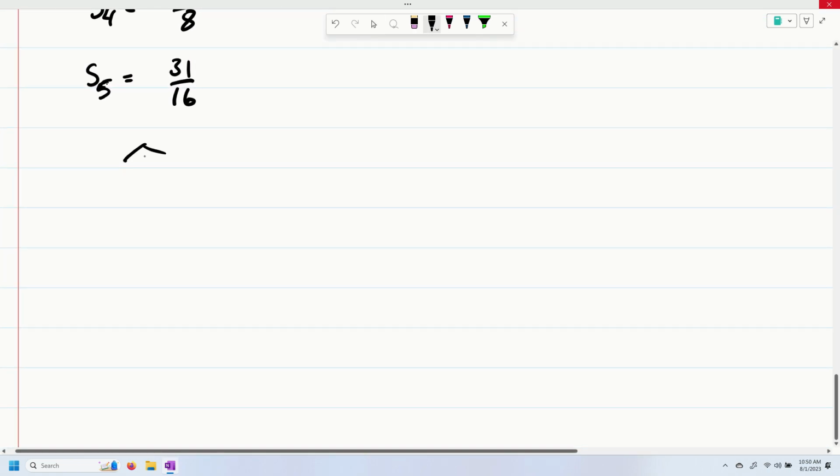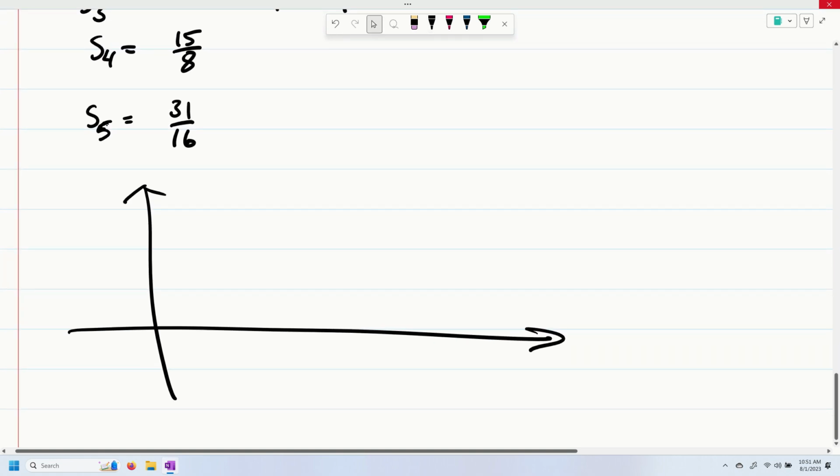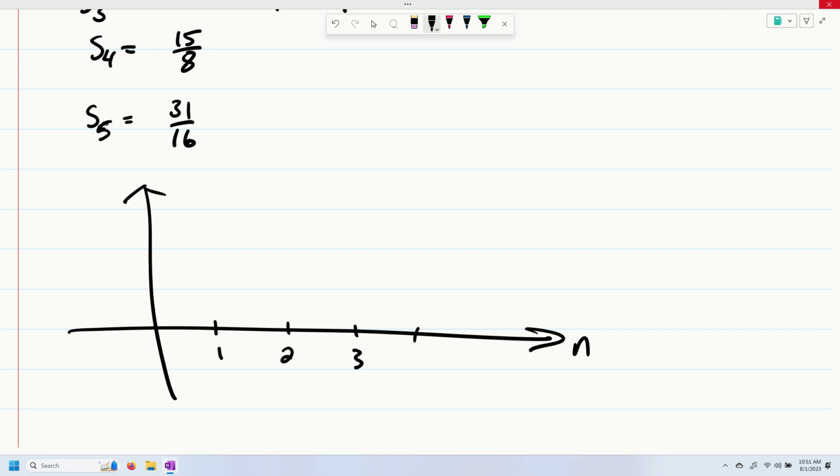What ends up happening is this. If you were to take these, what we call partial sums, along the horizontal axis, we're going to write out the weeks. On the vertical axis, it's going to be the amount of oil in the lake. You will notice that it comes up and starts flattening out a little bit.